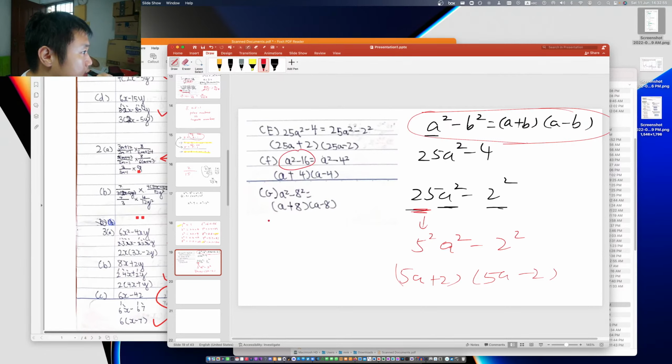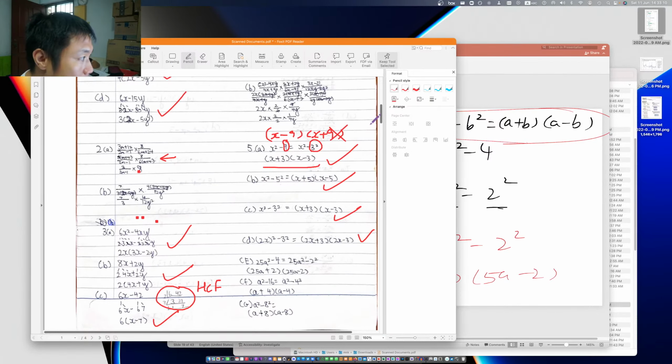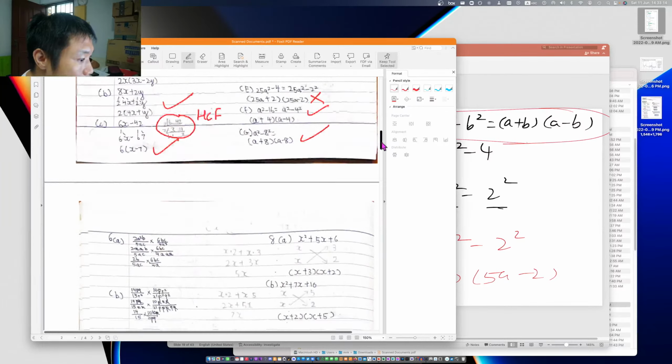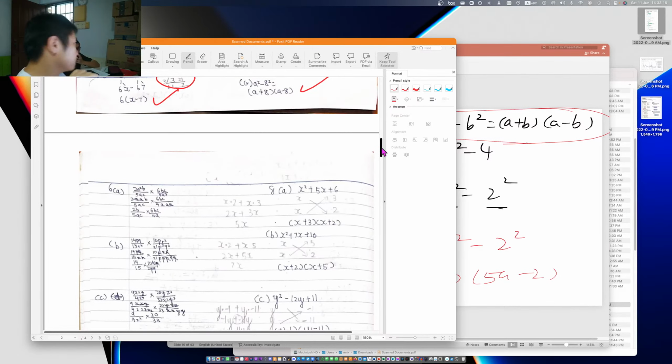So similarly here, a square minus 16. The 16 is not square. So you need to get the 16 into something square, which is 4 square, right? Then you can use the formula. Okay? So yeah, good. Okay, then 6a.